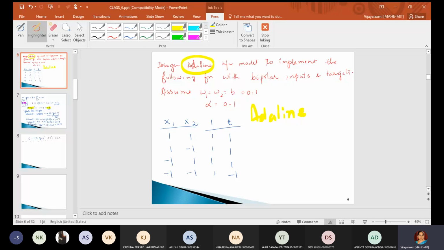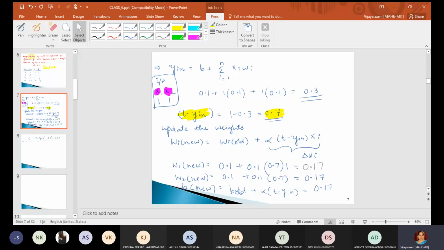So what we are doing is, given a neural network model, we must know the target. What is the target? Because this is supervised learning. And we may be asked to assume the values of W1, W2, B, alpha and all. Even if we are not asked to assume, we can take random values. Okay, we can take values like 0.1.